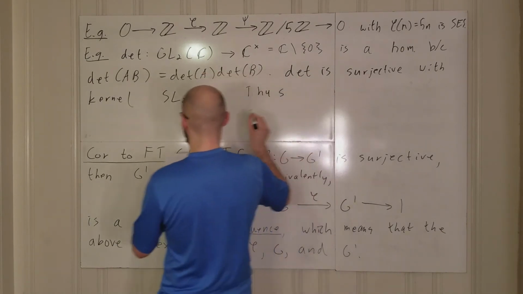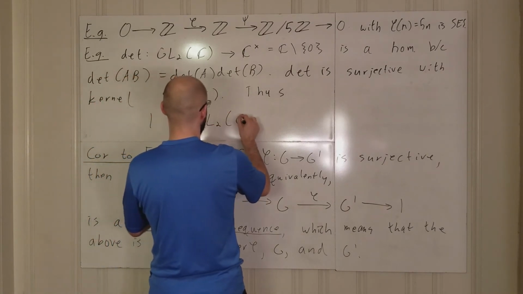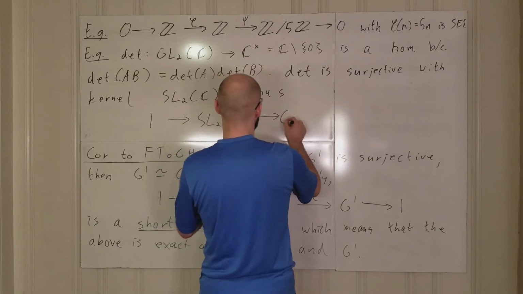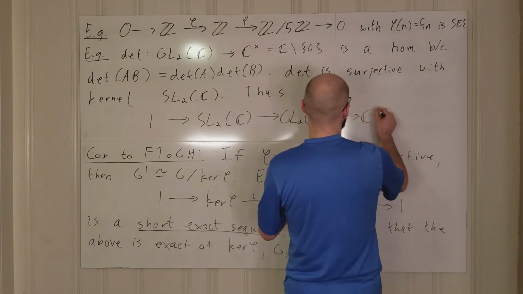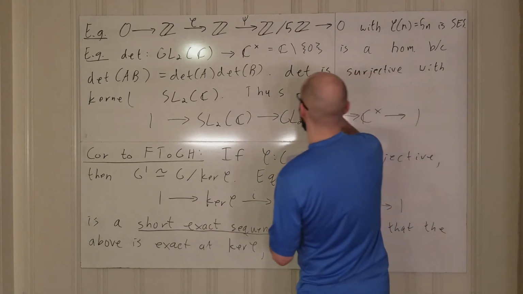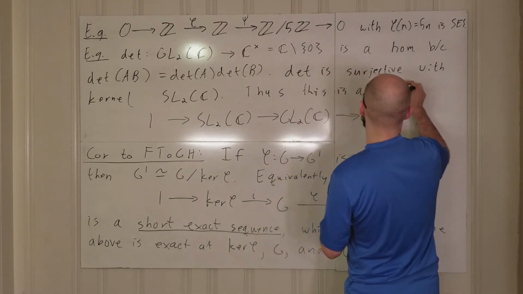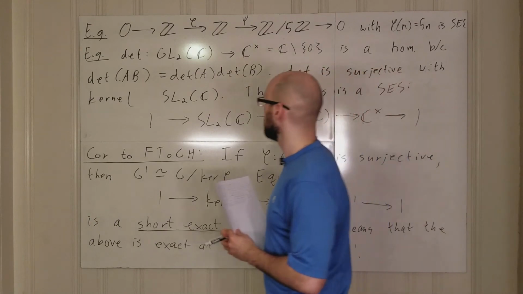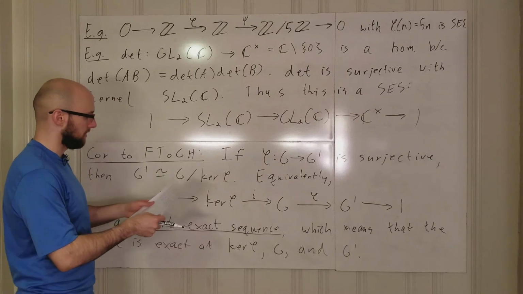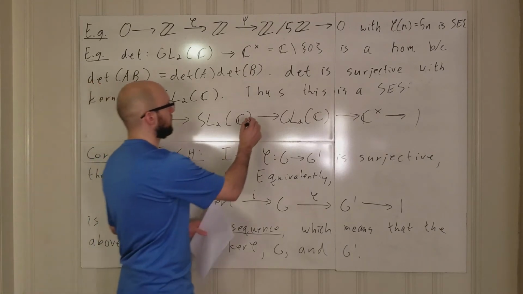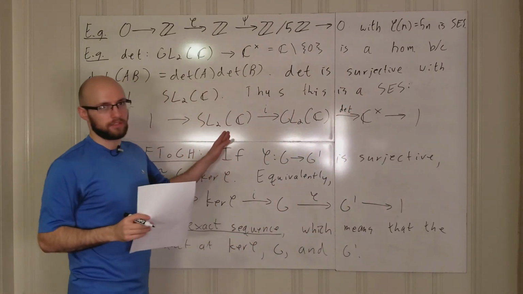Thus, we have 1 going to SL2C, going to GL2C, going to C cross, going to 1. Thus, this is a short exact sequence. Because, let's see here, what maps are we having here? This is going to be inclusion, this is going to be the determinant.